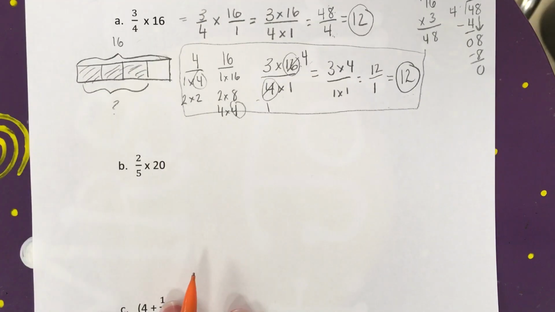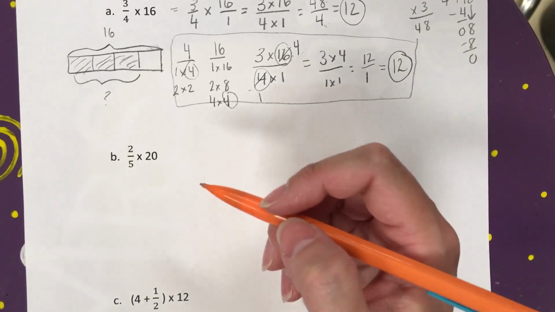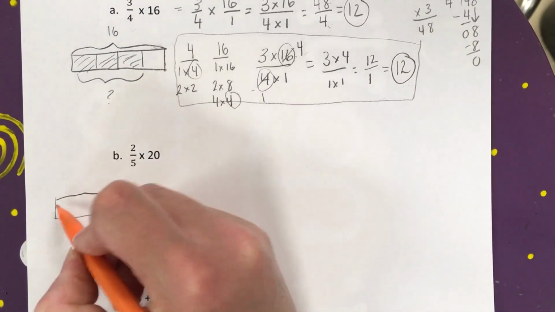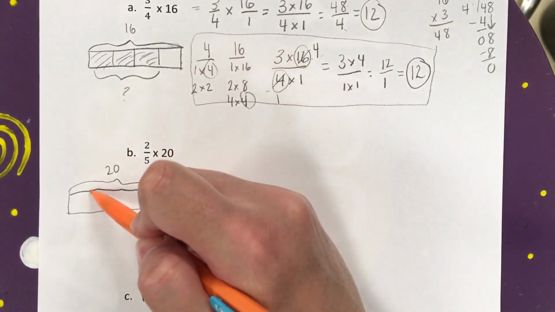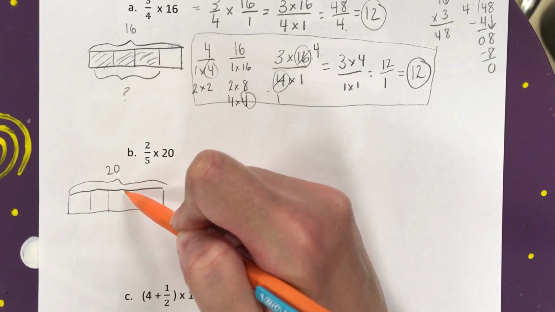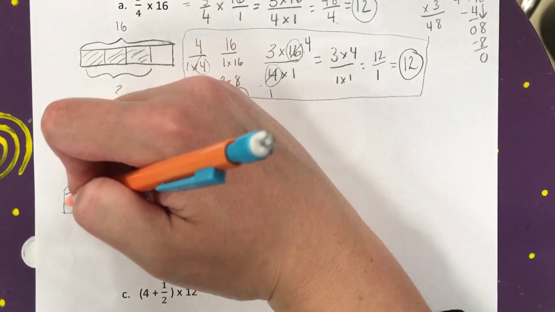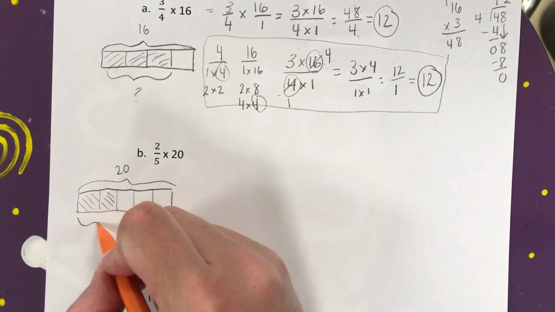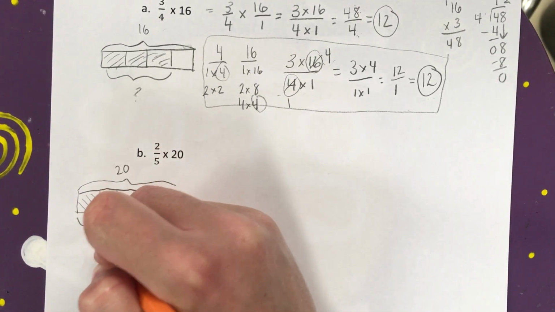For B, B says 2/5 times 20, which is the same as 2/5 of 20. So if I were to draw a tape diagram, my total is 20. And I'm going to take 2/5 of this. So I'm going to draw 1, 2, 3, 4 lines to split it up into 5 equal pieces. 2/5 would be 2 out of 5 pieces. So it's 2/5 of the 20 total, and that's our unknown.